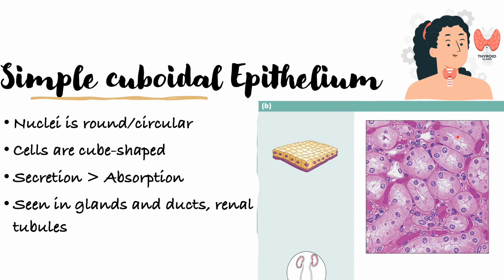Therefore, we're going to see them in glands, in ducts, in renal tubules. So what we're seeing here is simple cuboidal epithelium in the kidneys. I have here a picture of the thyroid gland. The thyroid gland secretes hormones, so we're going to see simple cuboidal epithelium in the thyroid gland.